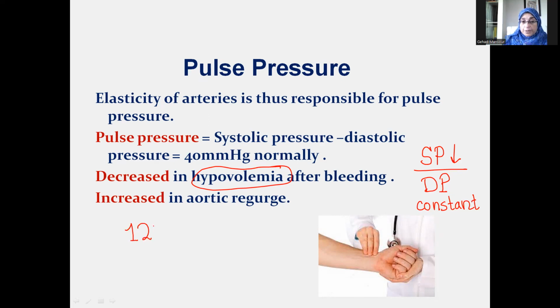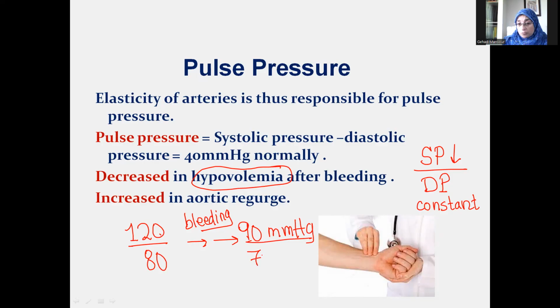For example, if the patient's original normal blood pressure is 120/80, after bleeding there would be a marked drop in systolic blood pressure. For example, the 120 would become 90 millimeters mercury. So there is a difference of 30, whereas the diastolic only changes by 5.